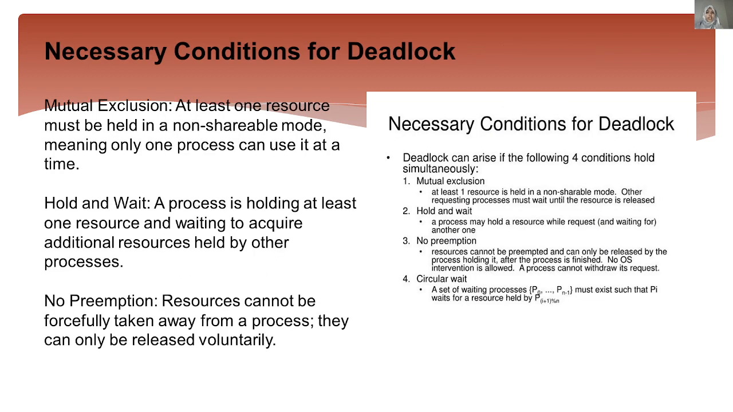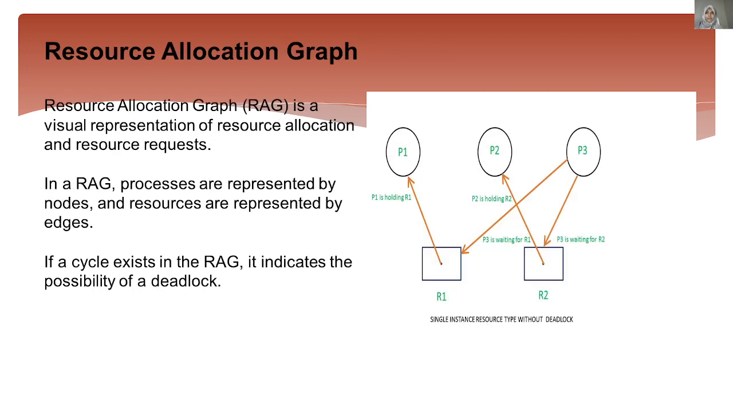Necessary conditions for deadlocks. Mutual exclusion: at least one resource must be held in a non-shareable mode, meaning only one process can use it at a time. Hold and wait: a process is holding at least one resource and waiting to acquire additional resources held by other processes. No preemption: resources cannot be forcefully taken away from a process, they can only be released voluntarily.